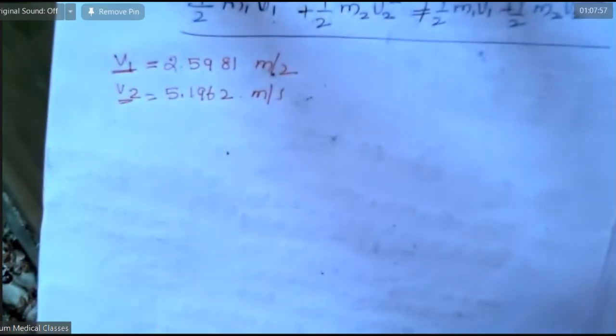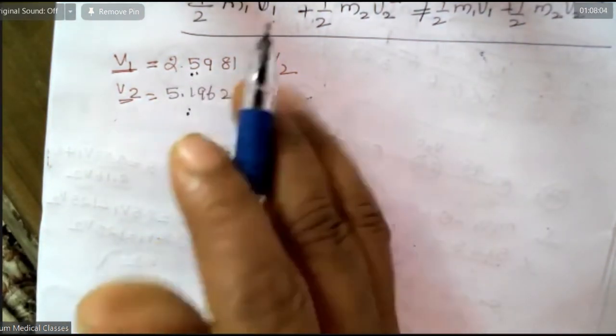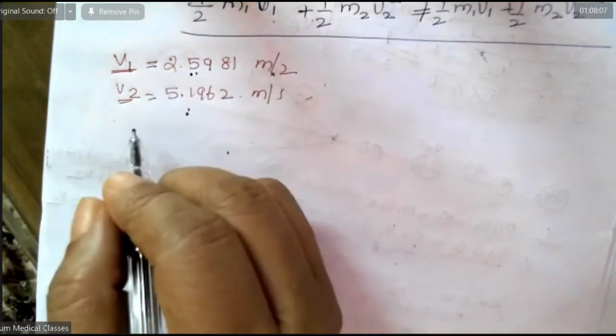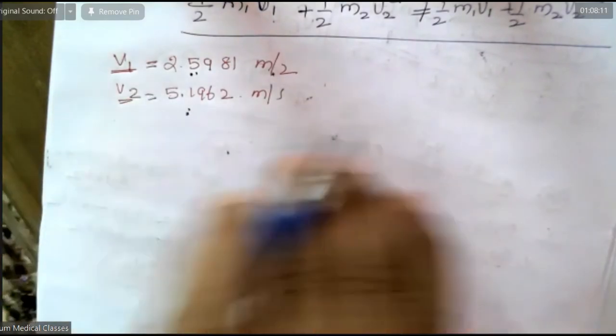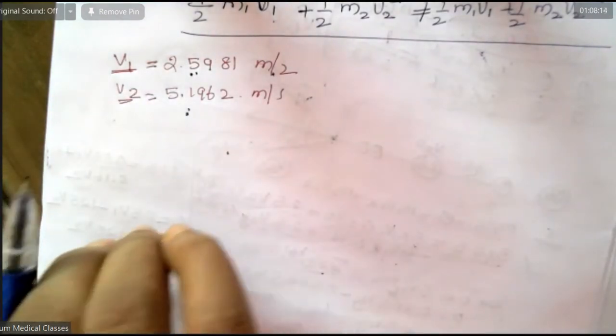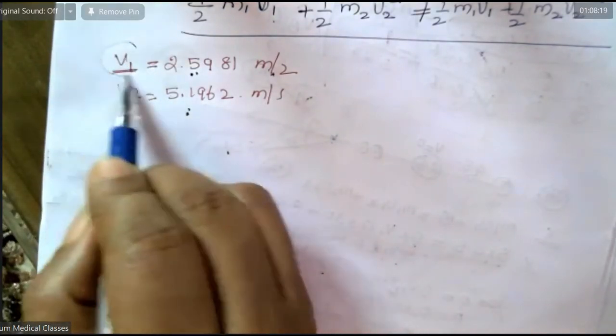Find the kinetic energy. These are the answers that you should be getting. With these values, you find out the kinetic energy before and kinetic energy after, and then you check whether they are elastic or inelastic. Remember, this is not X or Y, this is total.